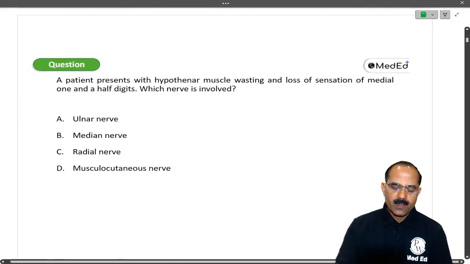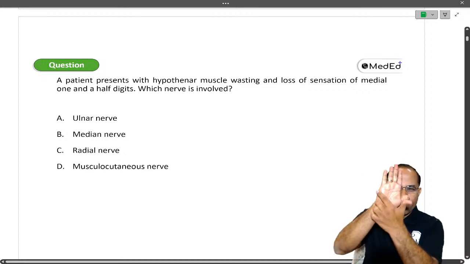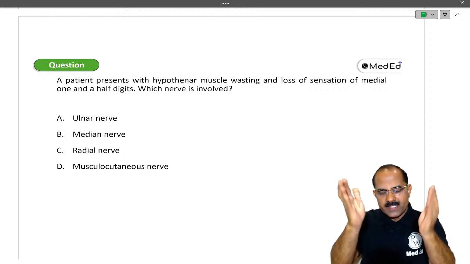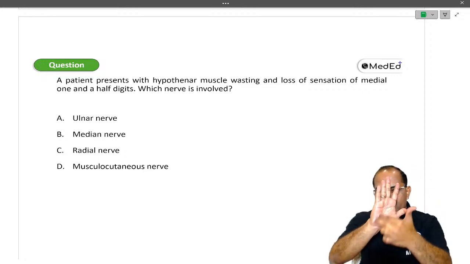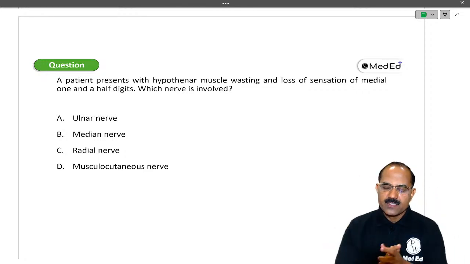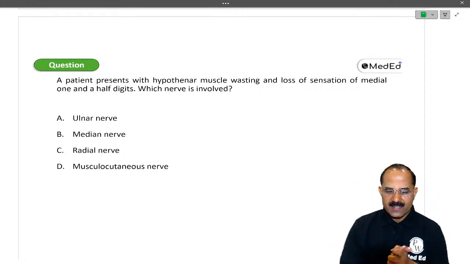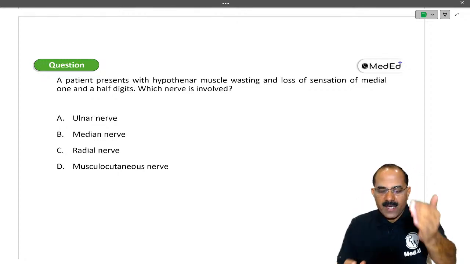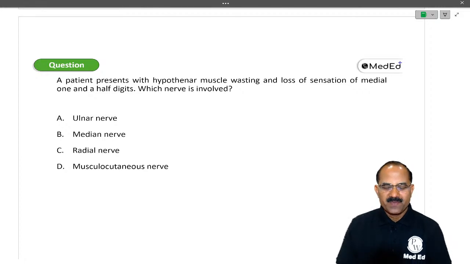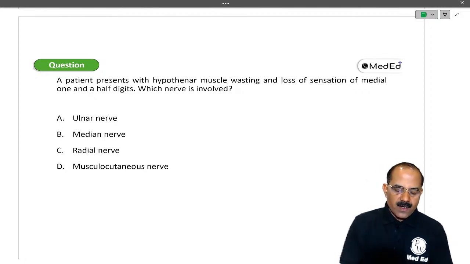Next MCQ. A patient presents with hypothenar muscle wasting. Hypothenar is this, है ना? Hypothenar muscle का wasting हो गया, ठीक है? And loss of sensations of the medial 1.5 digits. Which nerve is involved? चलो बच्चों, can anyone tell me which nerve supplies the skin on 1.5 fingers and the muscles of the hypothenar eminence? The nerve is ulnar nerve.